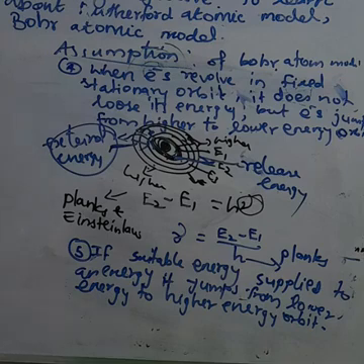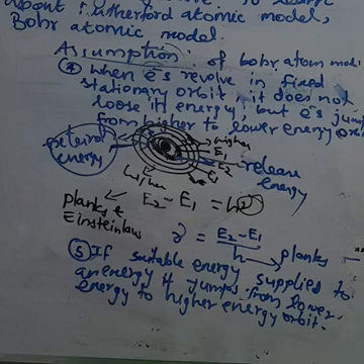Second, the electron revolves around the nucleus in a fixed circular path called a stationary orbit. What is the third point? The electrons can revolve only in those orbits in which the angular momentum mvr is equal to an integral multiple of h by 2 pi. mvr is equal to nh by 2 pi. Okay, understand?